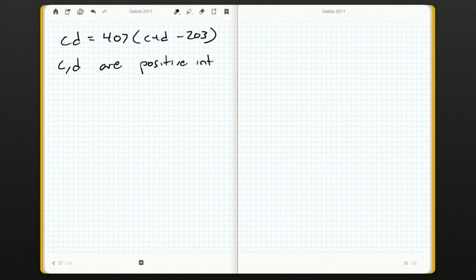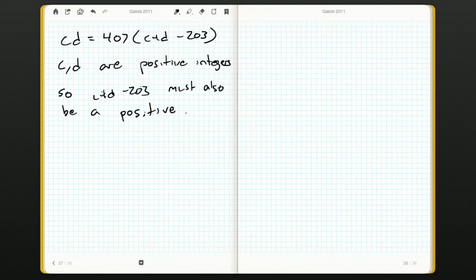So these guys are positive integers. So C plus D minus 203 must also be a positive integer. Otherwise, we'd have a negative times a positive, and that wouldn't be equal to a positive times a positive. And it's got to be an integer because we have integer plus integer minus integer.